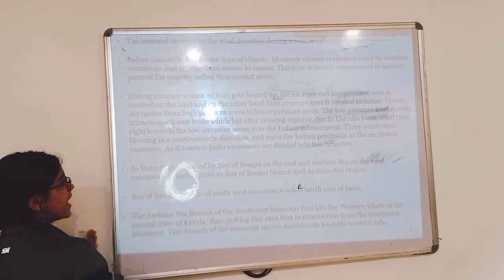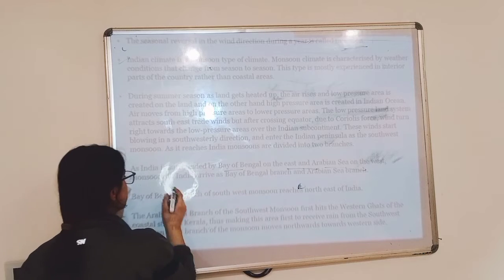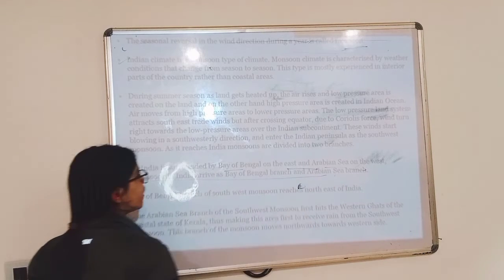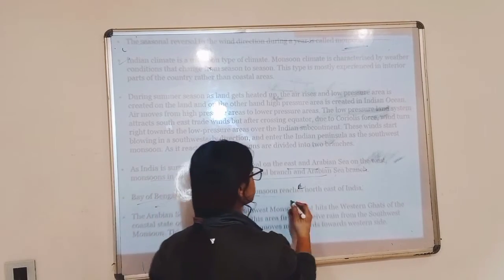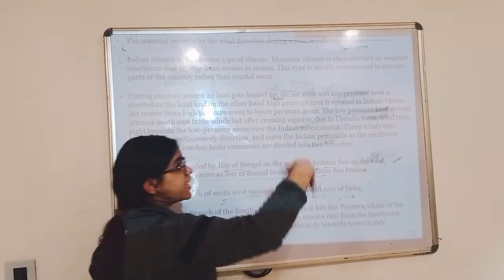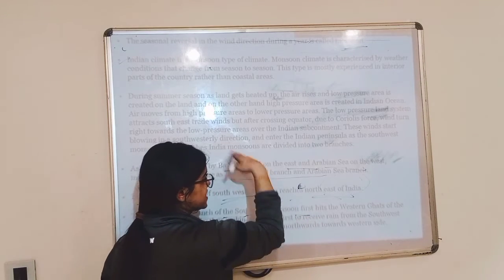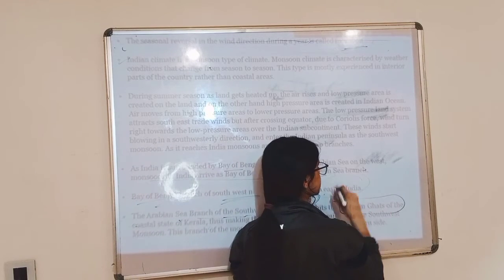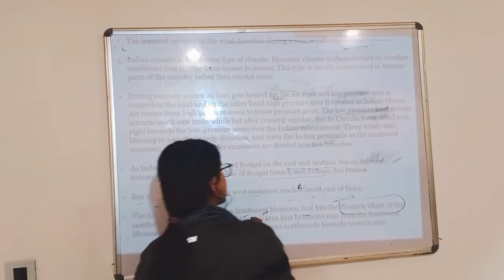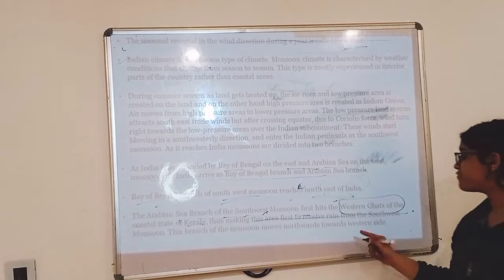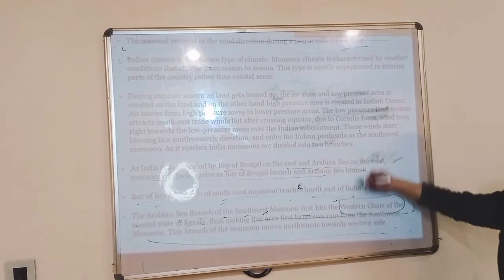जब two branches में divide हो जाती है, as India is surrounded by Bay of Bengal in the east and Arabian Sea on the west, monsoon arrives in Bay of Bengal branch and Arabian Sea branch. Bay of Bengal branch, southwest monsoon reaches the northeast India. बताया था east side पर चली जाती है, Arabian Sea वाली west side पे चली जाती है, सबसे पहले वेस्टर्न घाट को स्ट्राइक करती है, केरला में आती है, that makes it to receive the first rainfall from the southwest monsoon towards the western side.